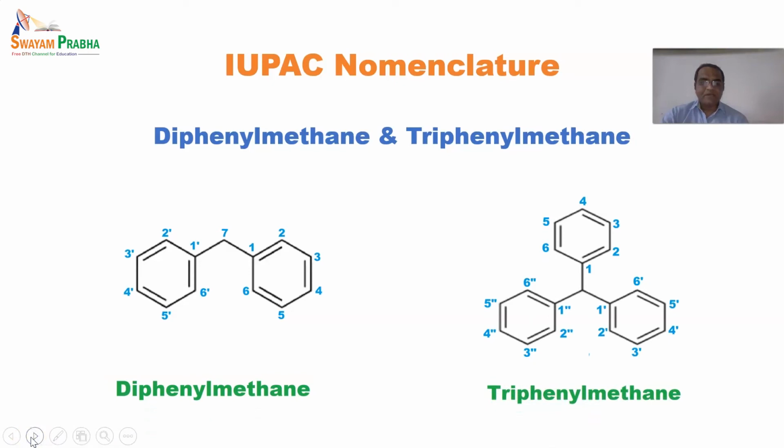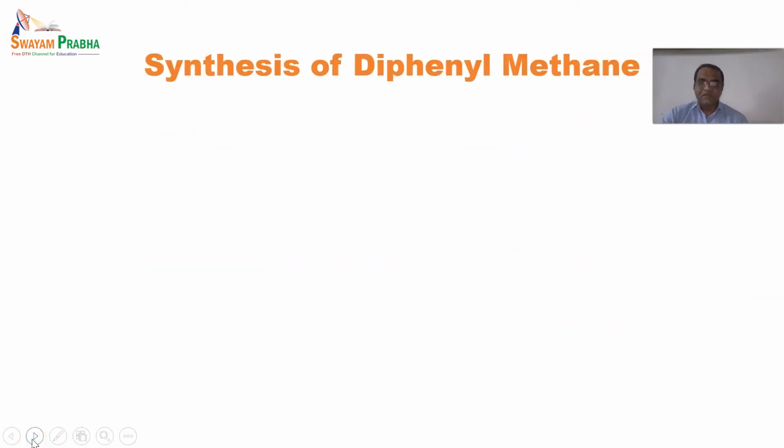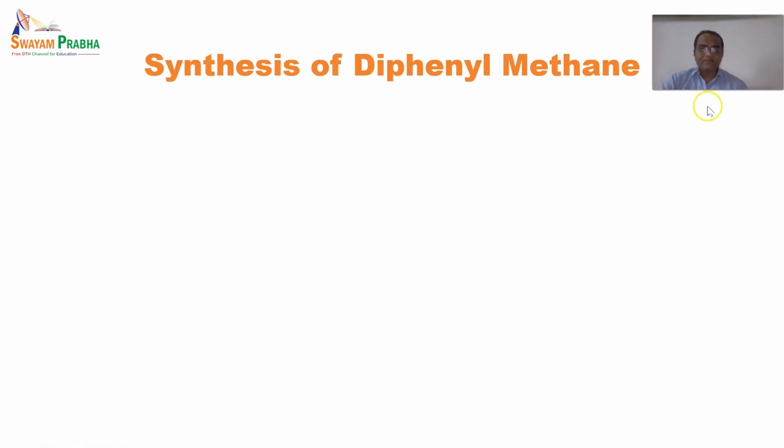After that, triphenyl methane. Similarly, in triphenyl methane, one ring is numbered, the second ring is numbered with a 1 dash, and the third ring is numbered with a 3 dash. Suppose there are 5 positions of substitution on each ring, so it will be 5, 5 dash and 5 double dash, and after that triphenyl methane. So this is how it has been numbered. Now we'll see each class individually.